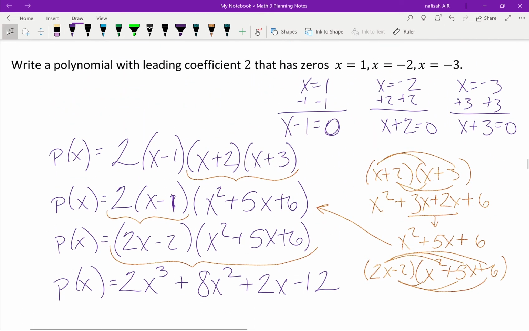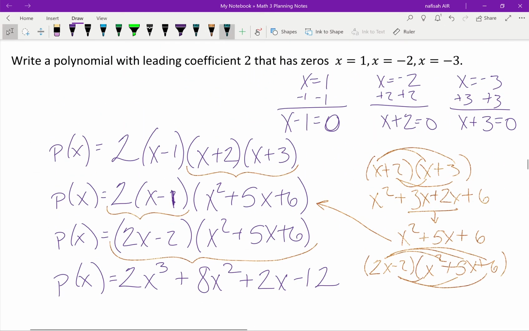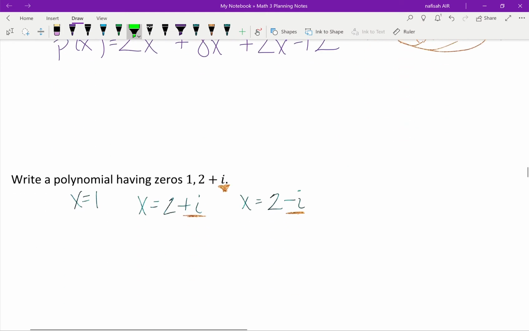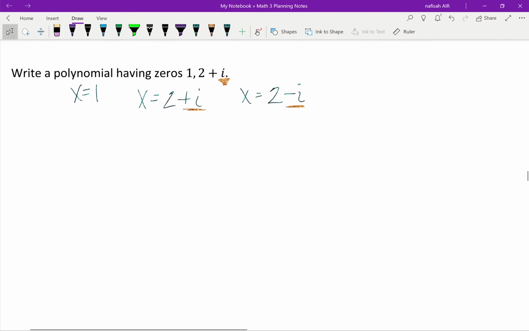I'm going to take the zeros that they told me about. I'm going to write them as factors, and then I'm going to multiply them out. Here we go. X equals 1. I'm going to minus 1 from both sides. So one factor will be x minus 1.